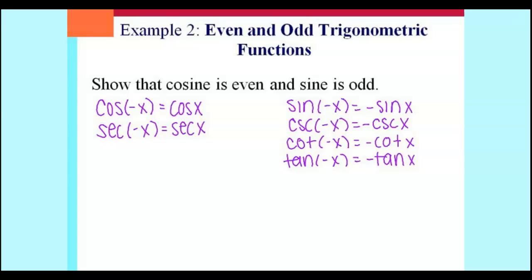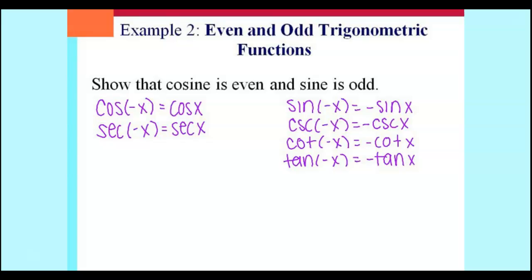So even and odd trig functions, again, you can find them the same way we found even and odd or neither with our other functions. So what that means is you plug in negative x, and then depending on what you get, you have an even or odd. So if you plug in a negative x to cosine, you will always get what's equal to its positive x. If you plug in a negative x to sine, you will get negative sine x.